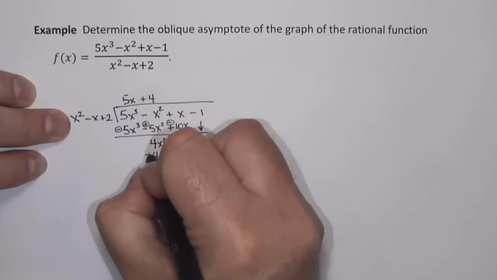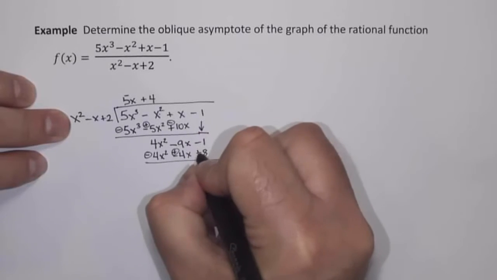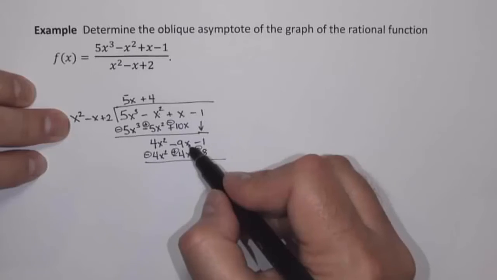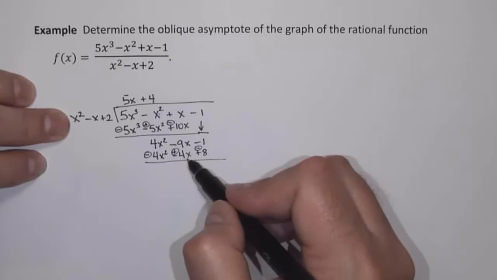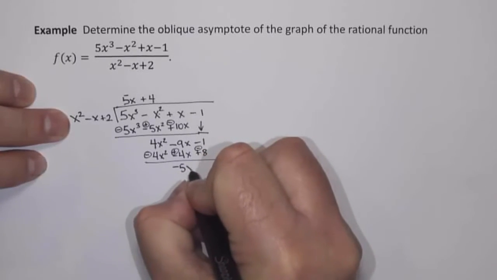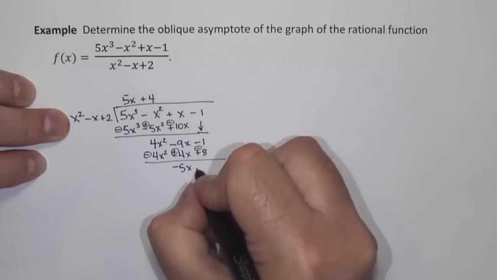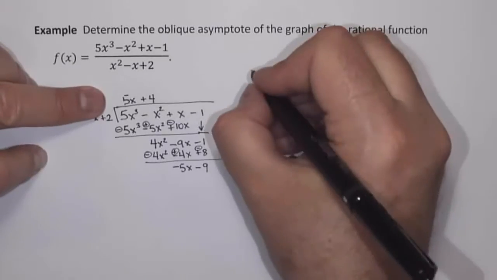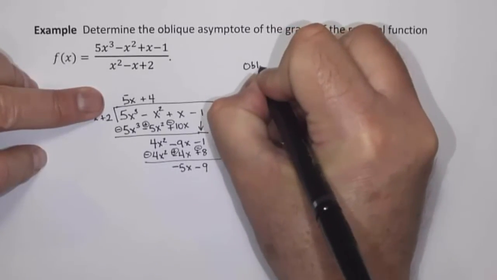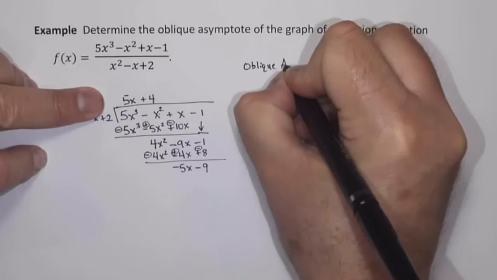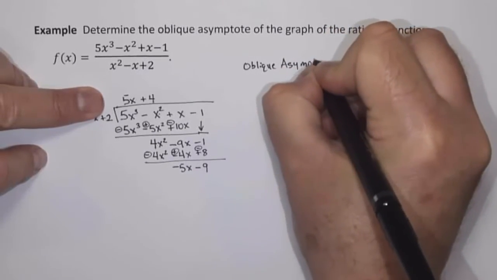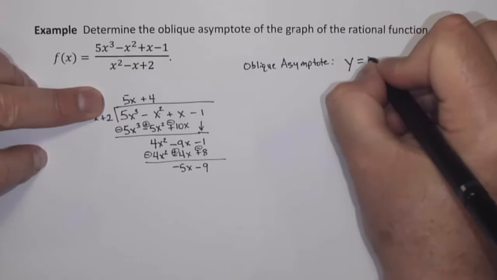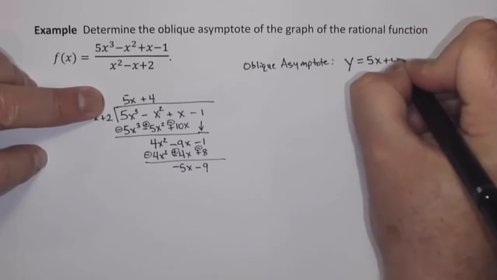Distribute the subtraction. This becomes minus, this becomes plus, this becomes minus. 4x squared minus 4x squared goes away. Minus 9x plus 4x is minus 5x. Minus 1 minus 8 is minus 9. This is the remainder. So our oblique asymptote is going to be the line y equals 5x plus 4.